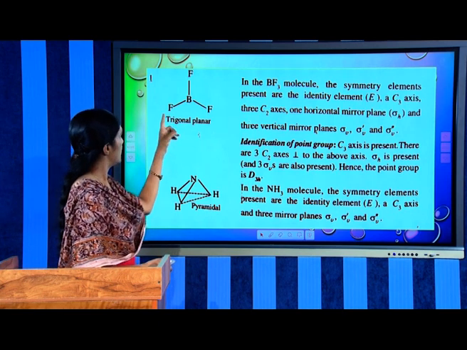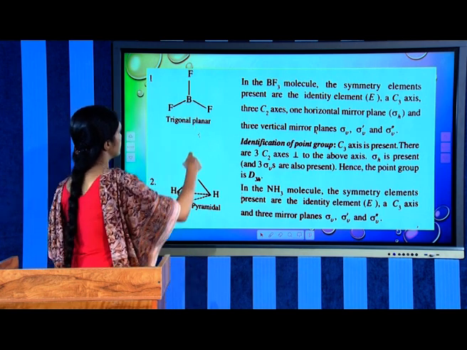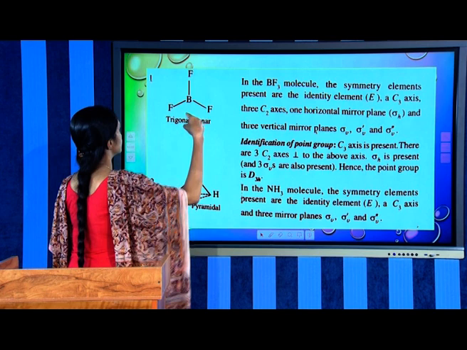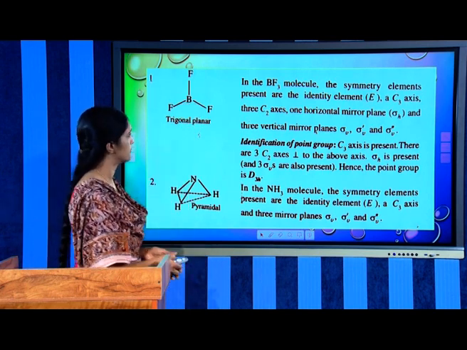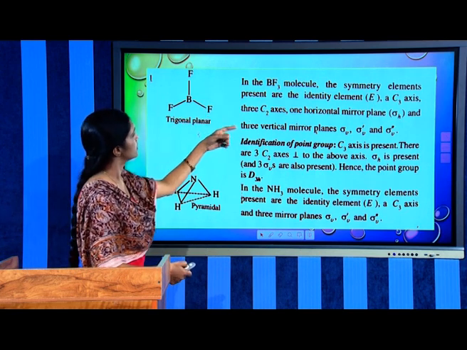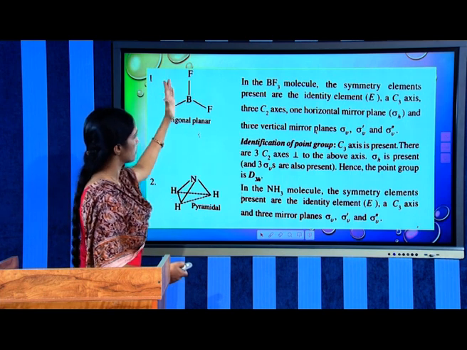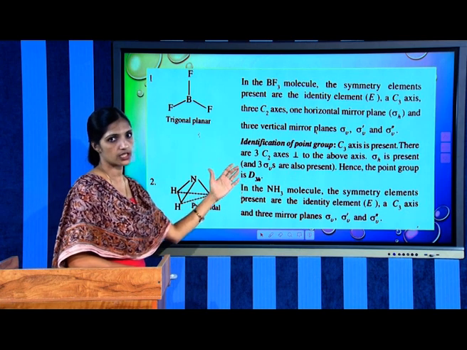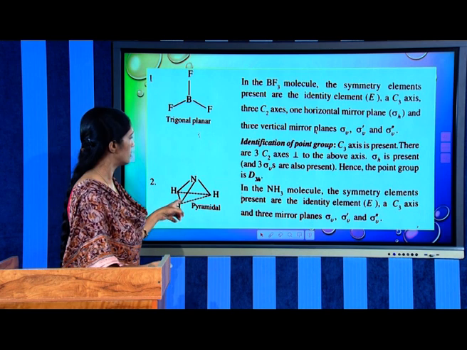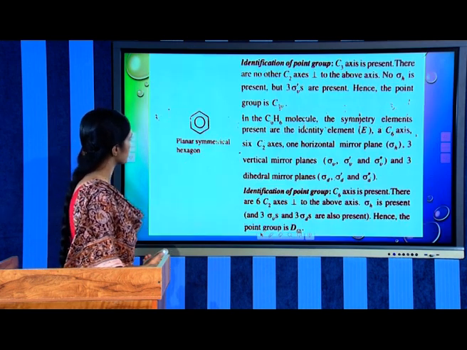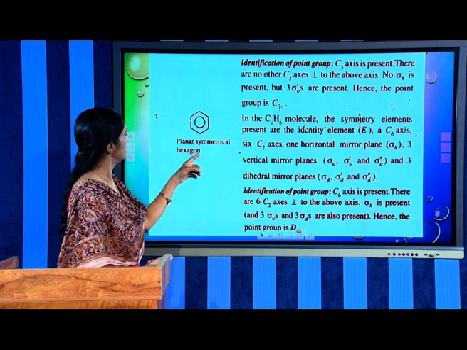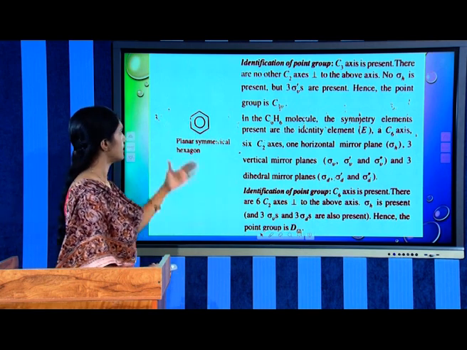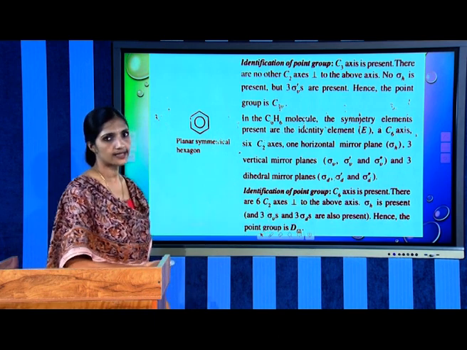Now, this molecule BF3 has a C3 axis like this and 3 perpendicular C2s to that. That is, the 3 perpendicular C2s are in the plane and one C3 is going like this. So, these are perpendicular to each other, right, and one horizontal plane is there, that is sigma H. So, automatically sigma V also arises. So, the molecule falls under the category D3H because it has C3, 3 perpendicular C2s and a sigma H, right. And the ammonia molecule, we know it is coming under the category C3V, right. And here planar symmetrical hexagon, the molecule has a C6 axis, right, and 6 perpendicular C2s also and a sigma H, right. So, the molecule comes under the category D6H.